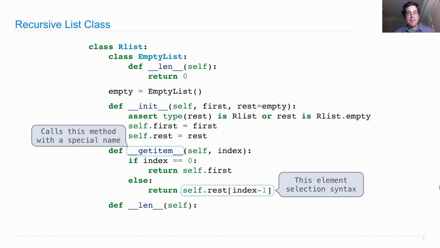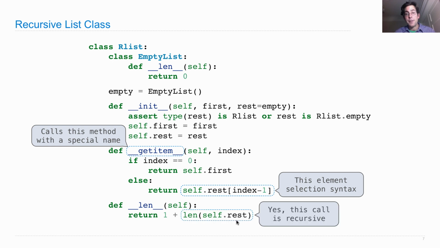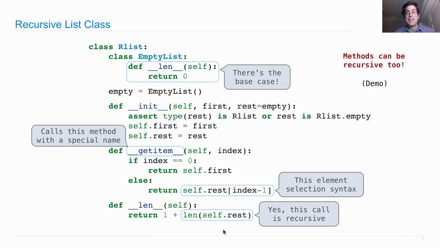How do we compute the length of this thing? Well, we'll take in an RList instance, and to compute its length, we'll return 1 plus the length of the rest of the list. This too is a recursive call. So this is a recursive call, this is the recursive case, but where's the base case? Well, it's way up here. So the moral of the story is that methods can be recursive too.